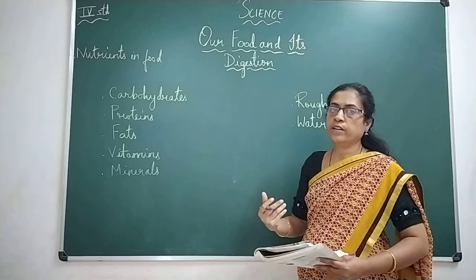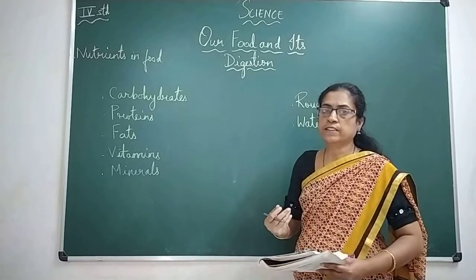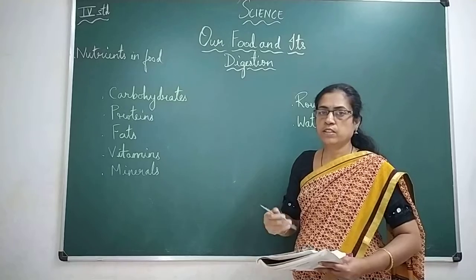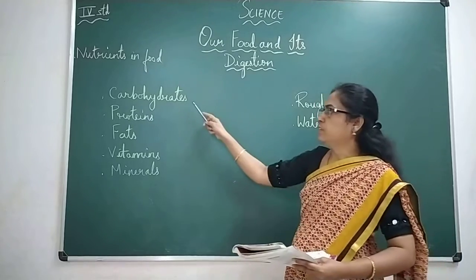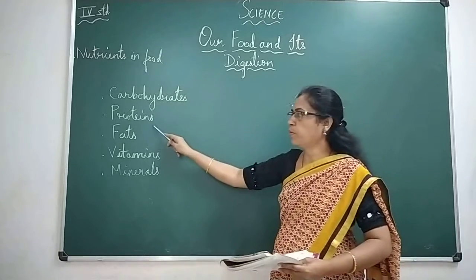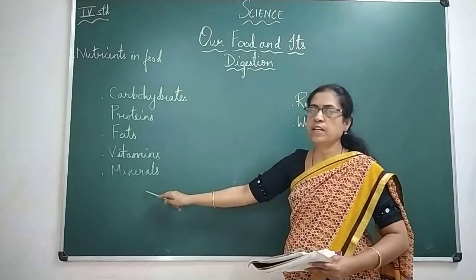So what are the different foods that we eat? They contain nutrients in them. So let us learn about that. The first ones are carbohydrates, proteins, fats, vitamins, and minerals.